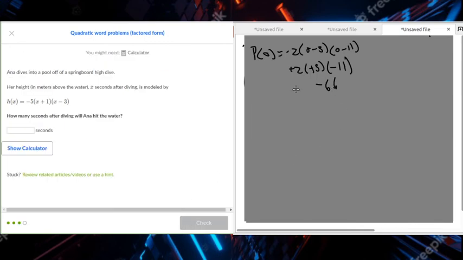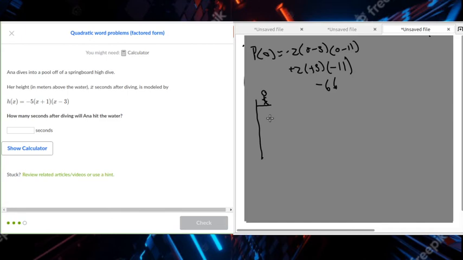All right, and we have one last one I'm not going to erase because it didn't use very much. Anna dives into a pool off a springboard high dive. Her height in meters above the water, x seconds after diving, is modeled by an expression. How many seconds after diving will Anna hit the water? So she is diving. Let me kind of draw that out like we did with the guy and the dog here. So here's Anna. Anna looked just like the other guy. What was his name? Luis.